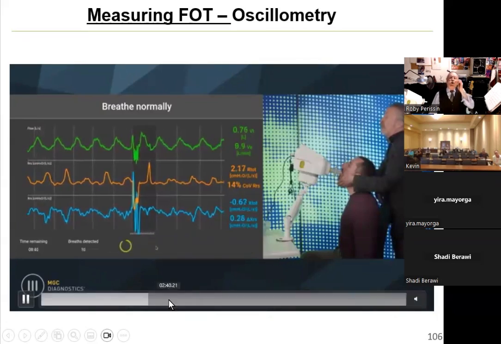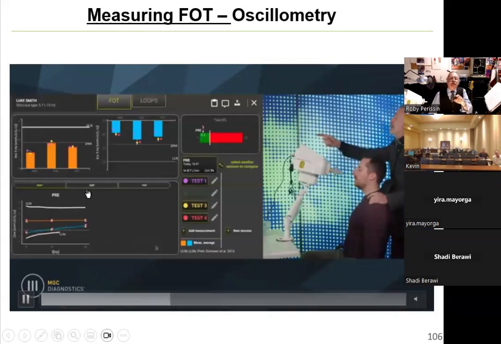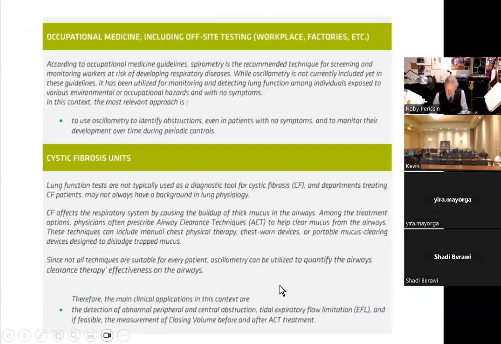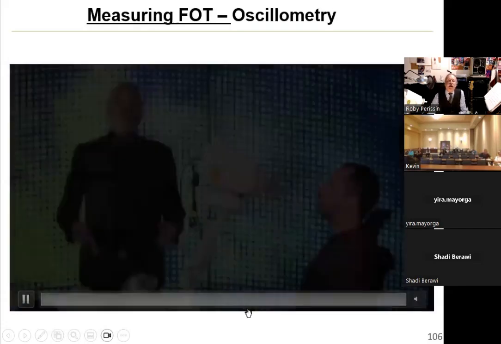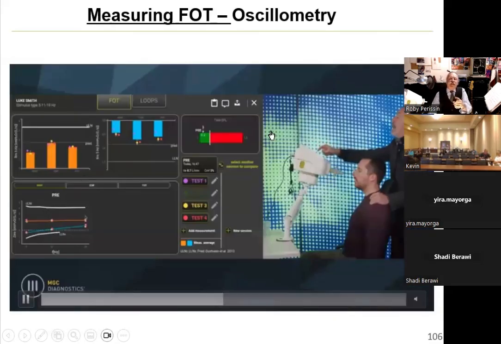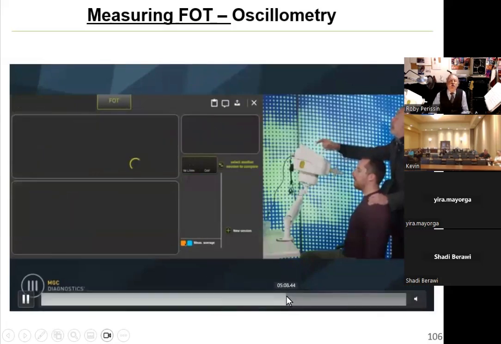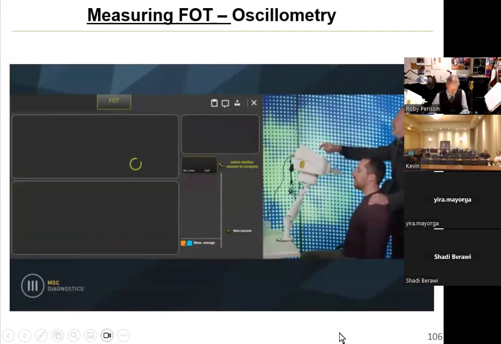Now, if you are going to look at the rest of the video, you will see that at the end of the test, you will see the results, resistance and reactance. In this case, this patient has normal resistance and normal reactance and no expiratory flow limitation, of course. So, which shows here. So that's pretty good. The number of tests that you've performed, and that's about it.